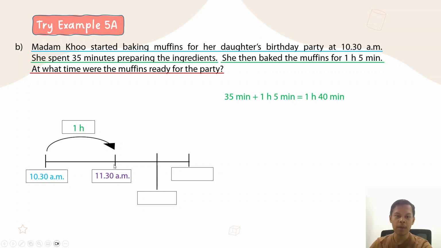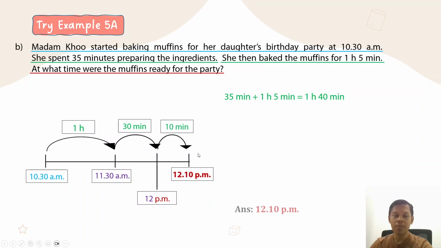What do we need to do? Can we add 40 straight away? We cannot. We need to do step by step. Because this is already 11:30 a.m., we can only add 30 more minutes because it's going to change from morning to noon, 11:30 to 12 p.m. Then we need to remember we still have the remaining 10 minutes as our balance. So we add another 10 more minutes, then our answer is going to be 12:10 p.m.